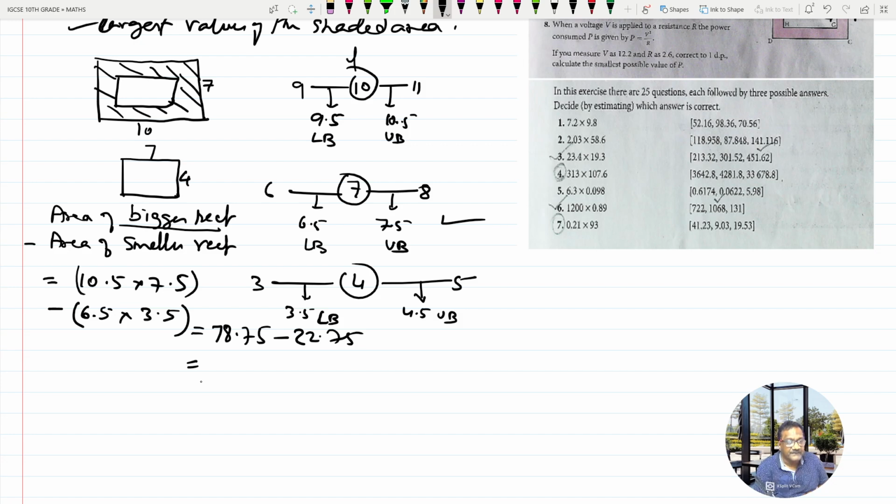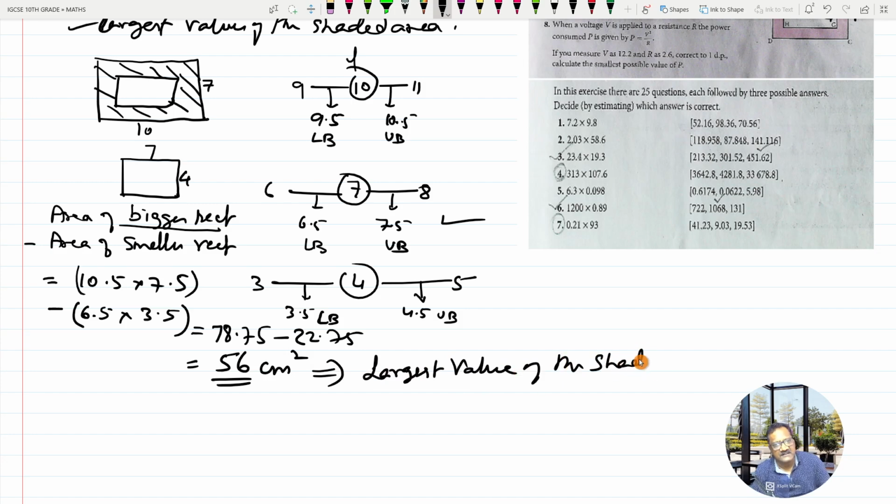So my final answer should be 78.75 minus 22.75, which works out to 56. So this 56 centimeter square is nothing but the largest value of the shaded area. And this is the answer for this question number 7. Okay, so we are done with question number 7.